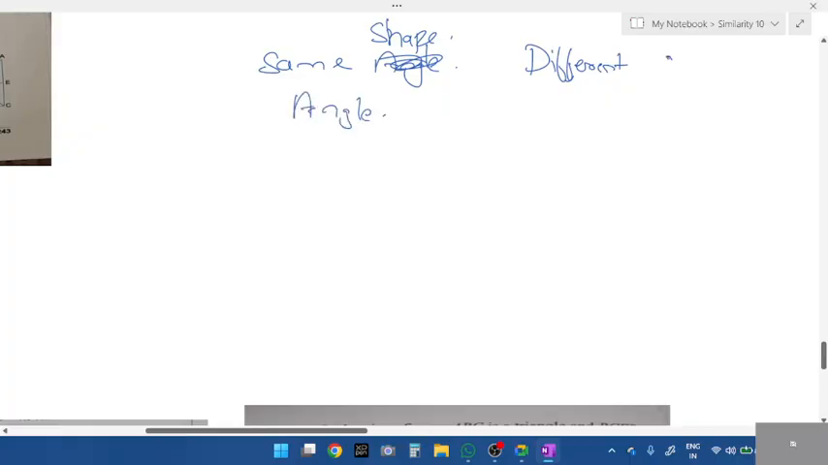Okay. This chapter is similarity. What do you mean by similarity? Same angle. Angle will be same, but different. What else will be different, students? Tell me. For same shape, what will be same? Angle will be same. Different size. What do you mean by different size? The side will be different. What are the other things, students? Side will be different. Area. Next. Perimeter. What else?